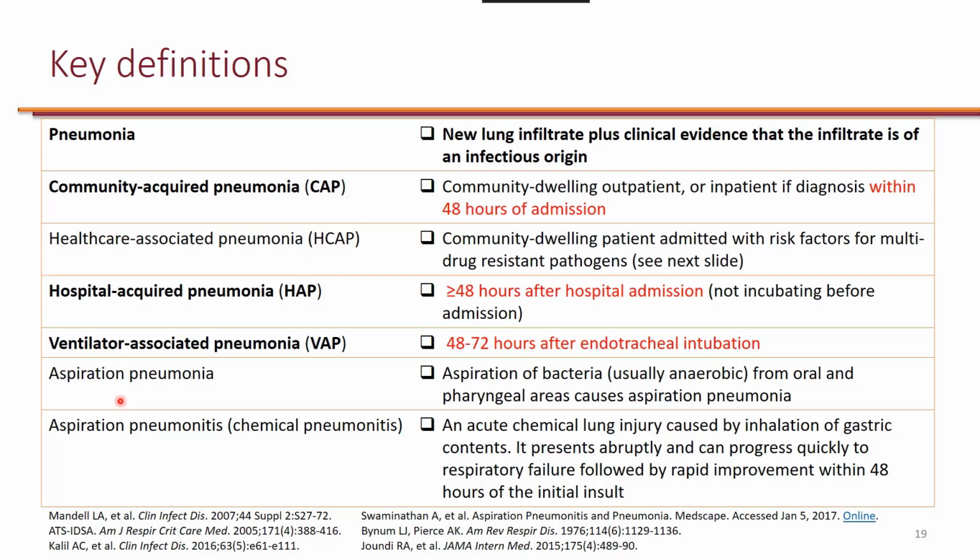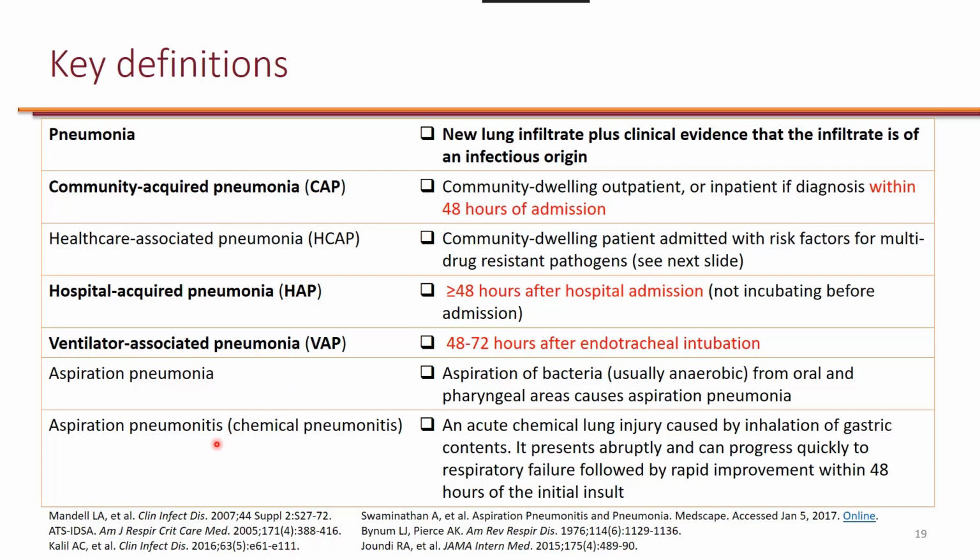There's also aspiration pneumonia. Anytime a patient aspirates oral flora and those flora make it to the lungs, it can cause aspiration pneumonia. These are typically due to anaerobic organisms. And by anaerobic, we're talking about Prevotella or Peptostreptococcus and things like that. We are not referring to Bacteroides or Clostridia species.